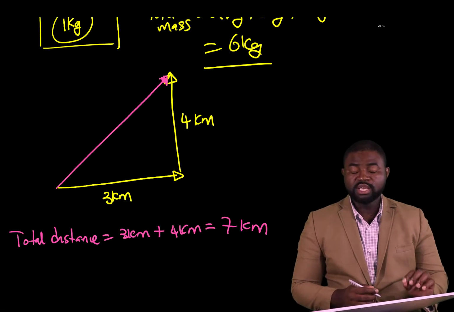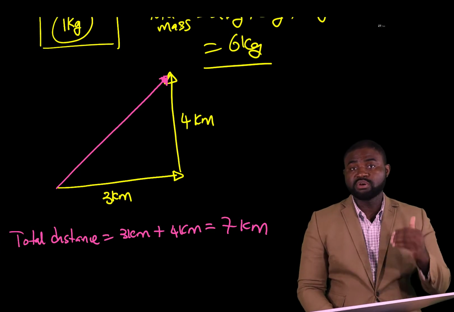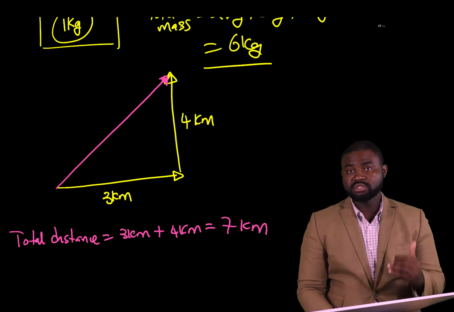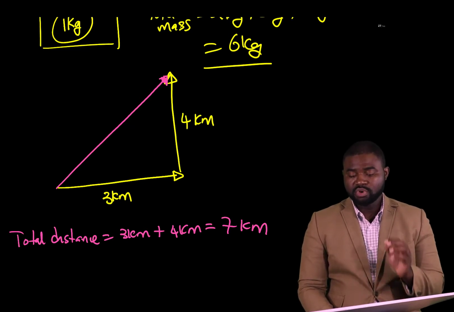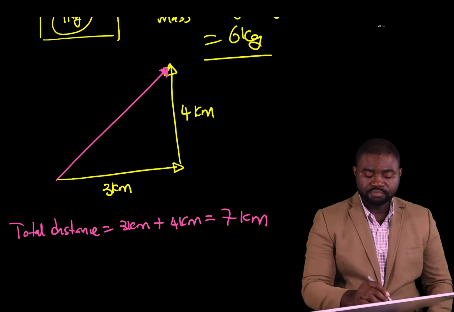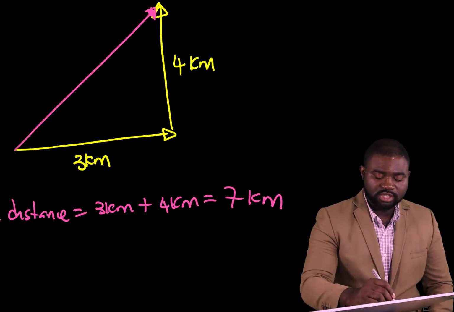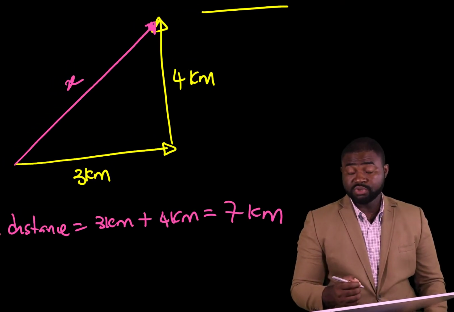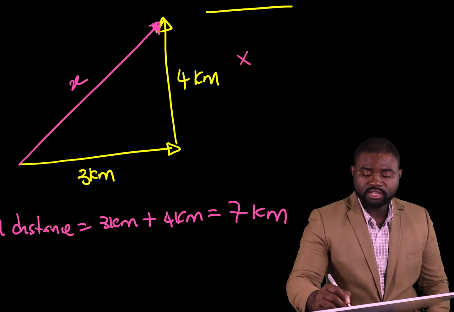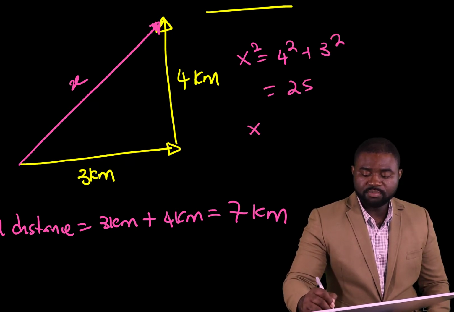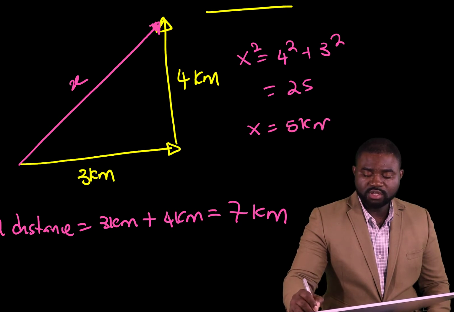On the other hand, for his displacement, we have to take into consideration the direction of motion. So the displacement of John would be this distance. Let's just call that distance x, and we are going to use the Pythagorean theorem to calculate x. x squared will be equal to 4 squared plus 3 squared. This is 25. That means that x is equal to 5 kilometers.